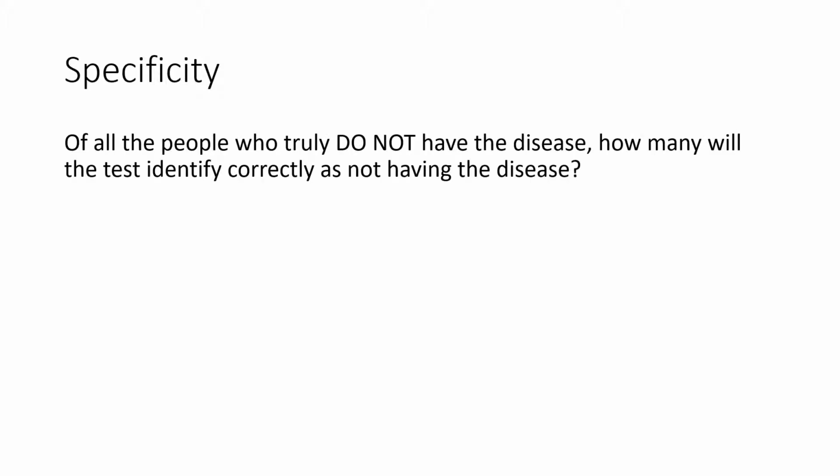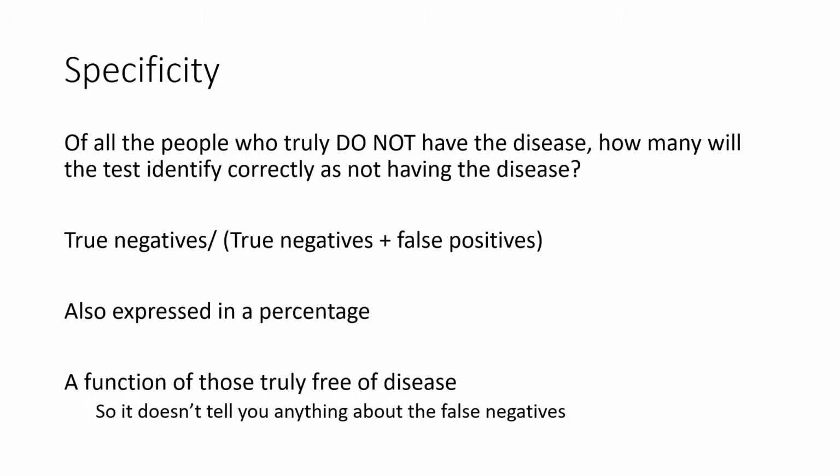All right, now let's talk about specificity. So specificity is all the people who truly do not have a disease or condition. How many will the test correctly identify as not having the disease? So the equation is true negatives divided by true negatives plus false positives. And it's also expressed as a percentage.